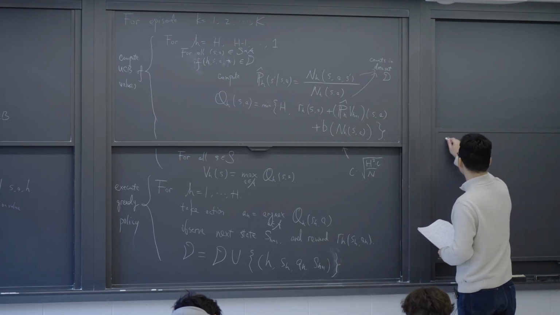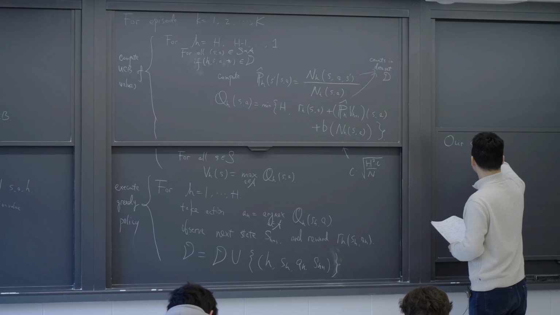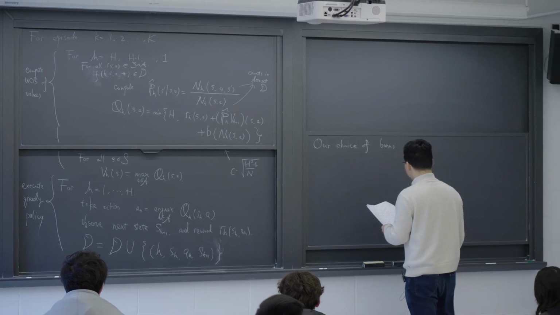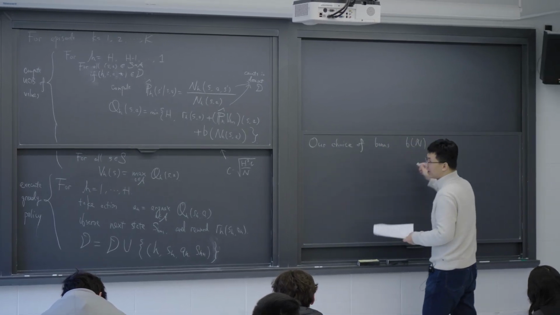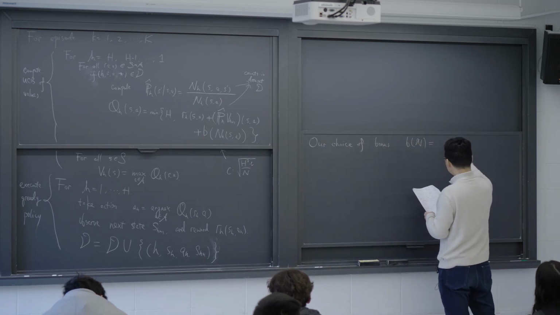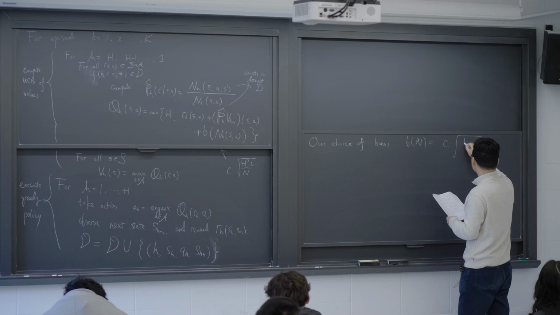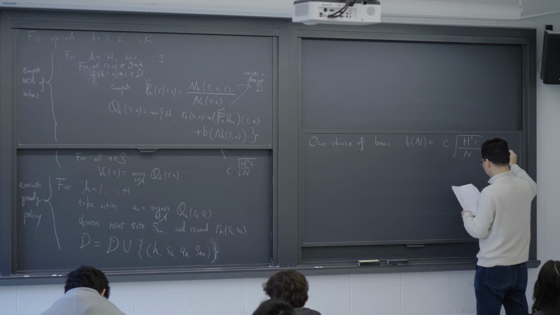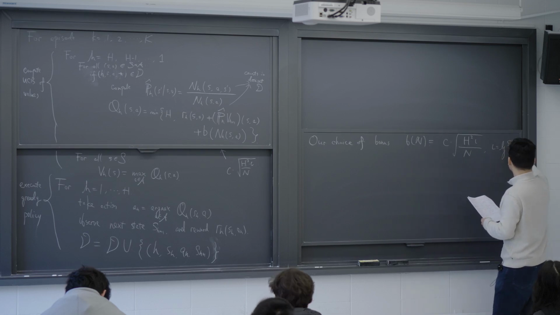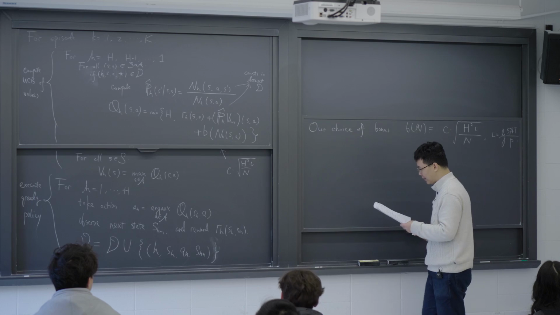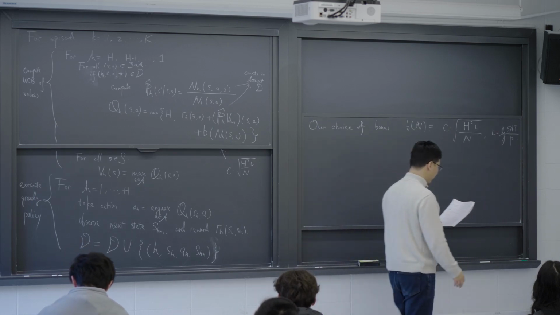So basically, we already mentioned here our choice of bonus. The bonus is only a function of the count, like how many times we observe this SA pair at each step. And this choice will be equal to C, some constant, times square root of H squared iota over N, where this iota is just some log factor, like log SAT over P. We will actually show why this construction of bonus is valid.